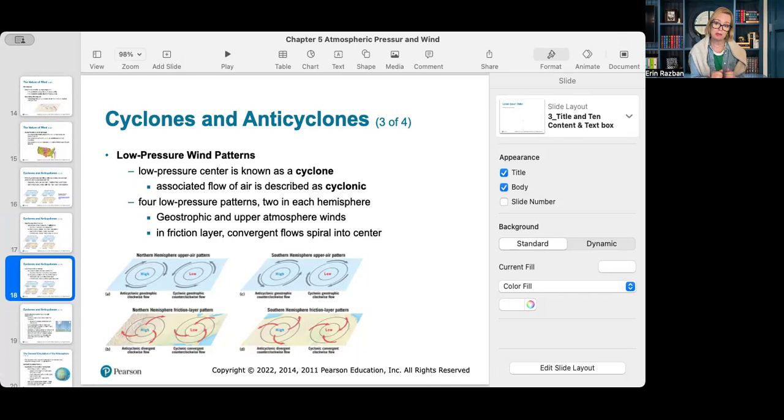Understanding these wind patterns helps us predict weather systems and explain many atmospheric phenomena that we observe daily.